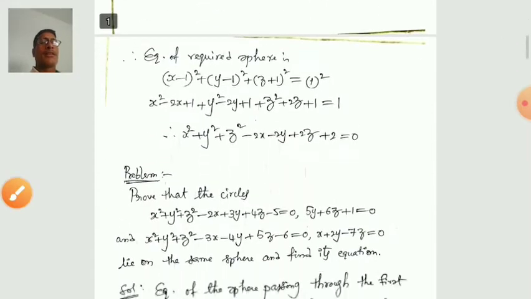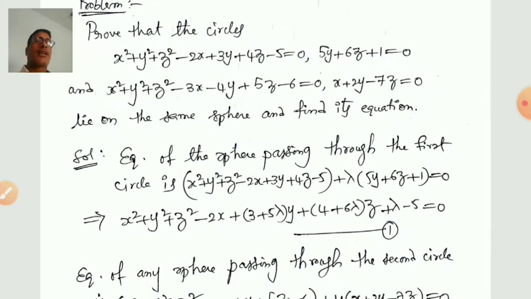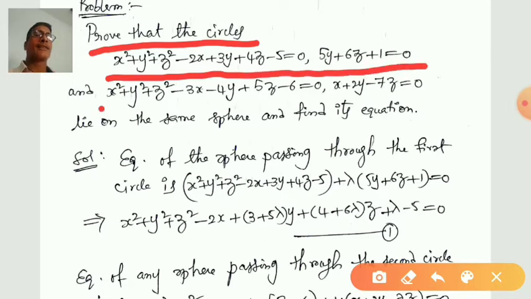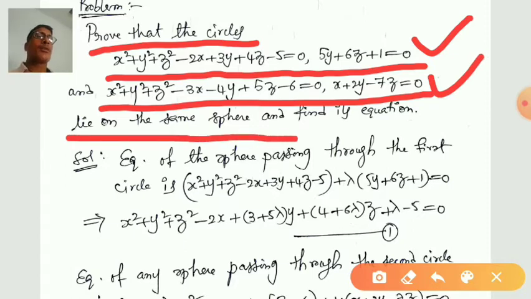Here, see this problem. Whenever we want to solve a problem, first of all we have to understand what is given in the problem and what we have to do. In this problem, prove that the circles, this and this, here this is one circle and this is another circle, lie on the same sphere, and find the equation of the sphere itself.